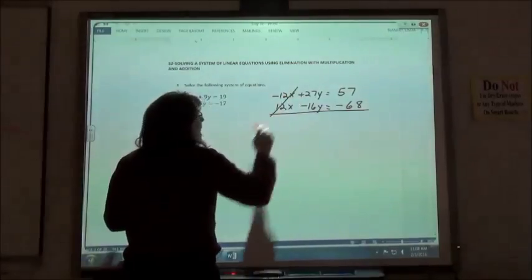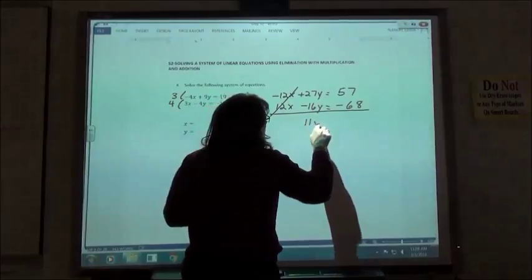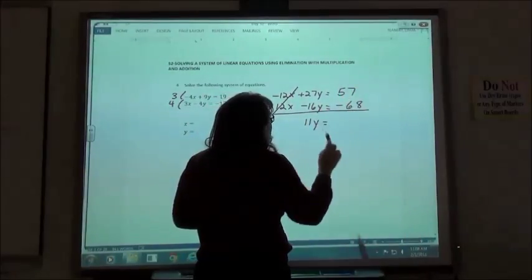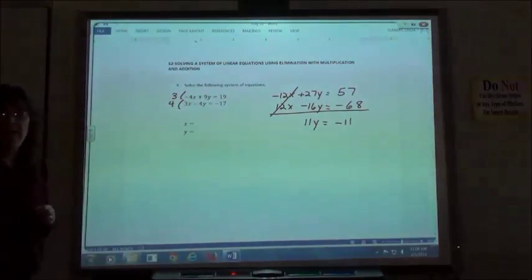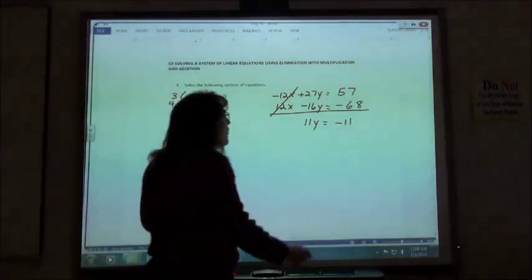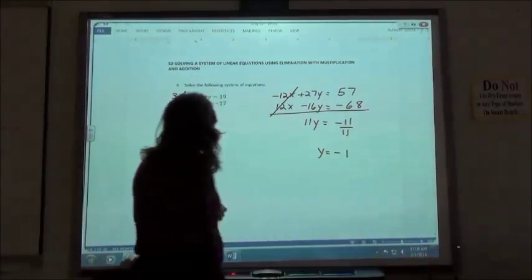-12 plus 12 cancels out. 27 minus 16 would give me 11y. 57 minus 68 would be -11. Now all I have to do is divide by my coefficient and I can solve for y. So if I divide by 11, y equals -1.